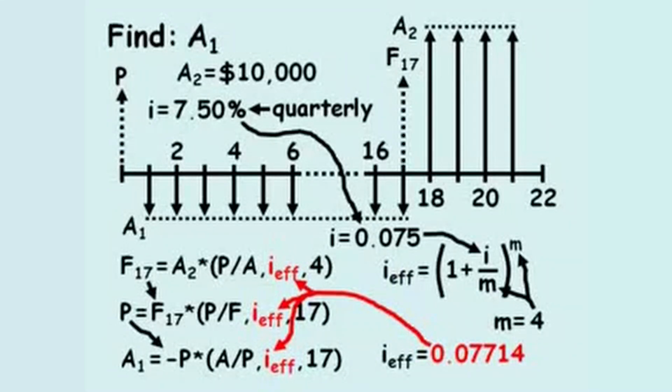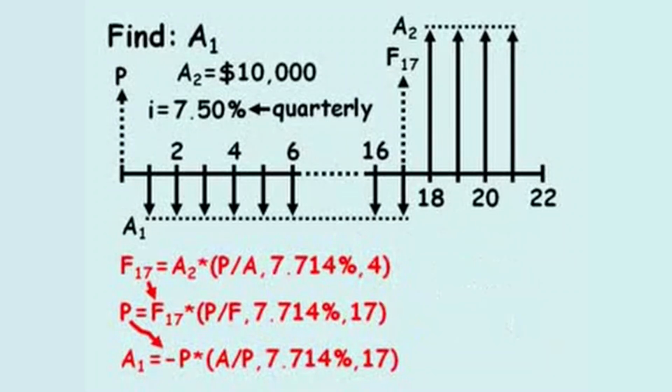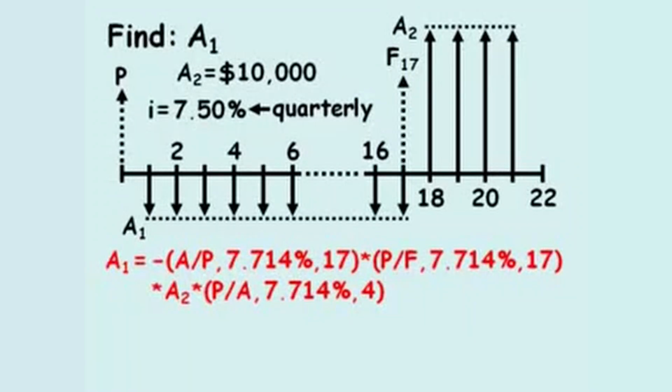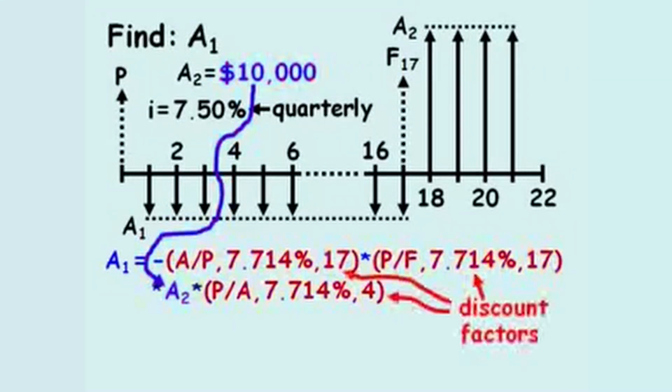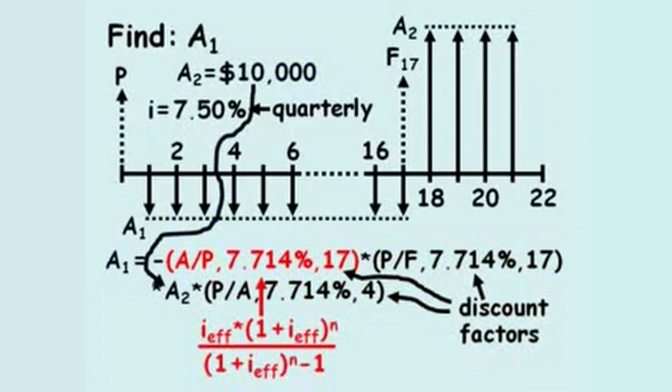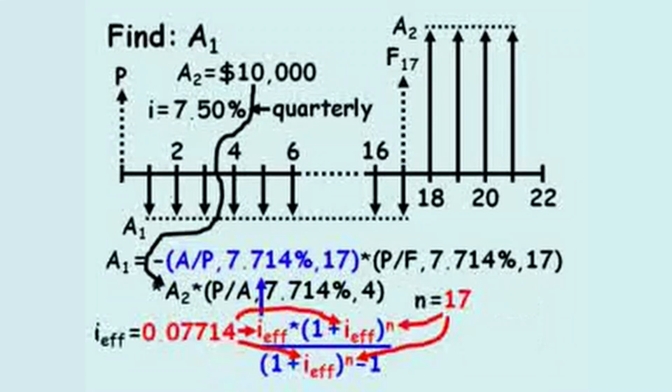Next, we'll combine our 3 equations into one single equation, which will solve for variable A1. This equation is the product of variable A2, which is $10,000, and 3 discount factors. We'll first compute the discount factor, which converts the present value to an annual value for the following 17 years. After plugging in variables I effective and N, this discount factor equals 0.1491.